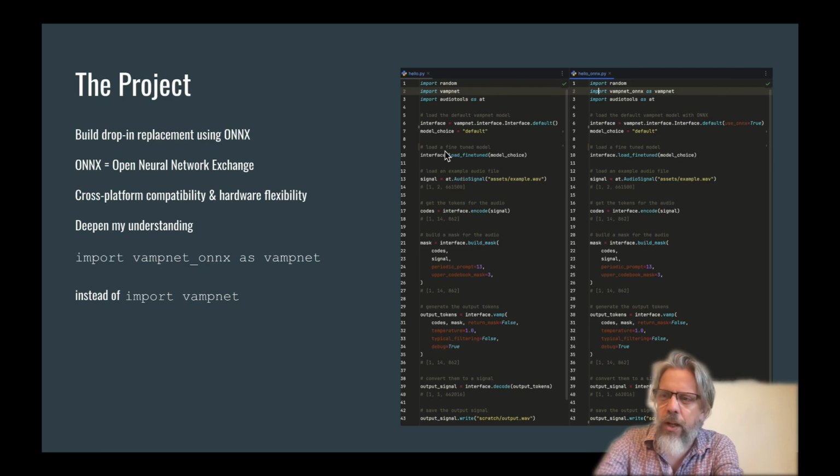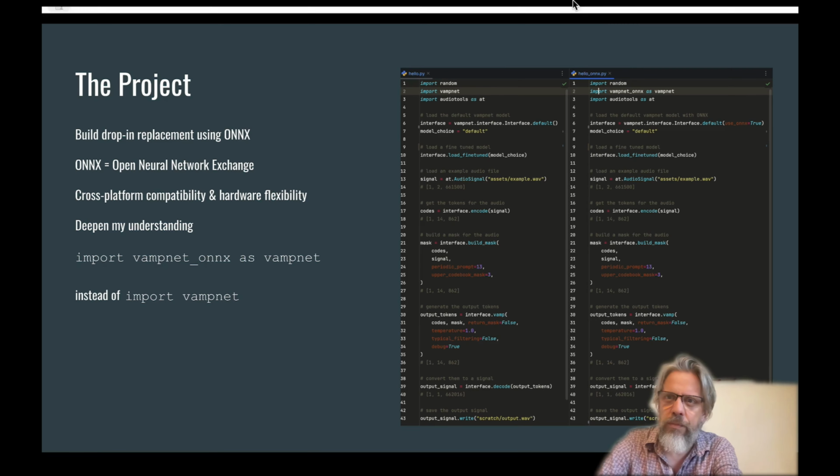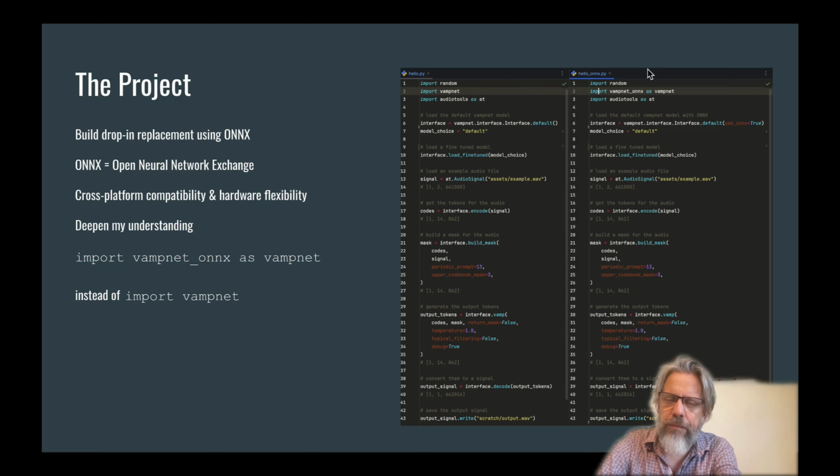And I've just got the code here, which is the original hello.py that comes from the original Vampnet code base, and my version is just importing the drop-in replacement, which is Vampnet ONNX. Otherwise, the code is exactly the same, but just the output file is different.